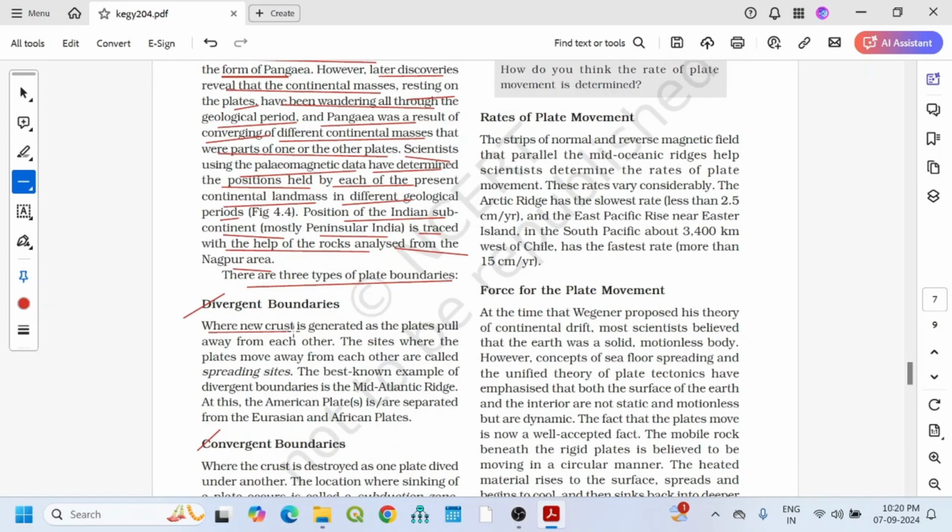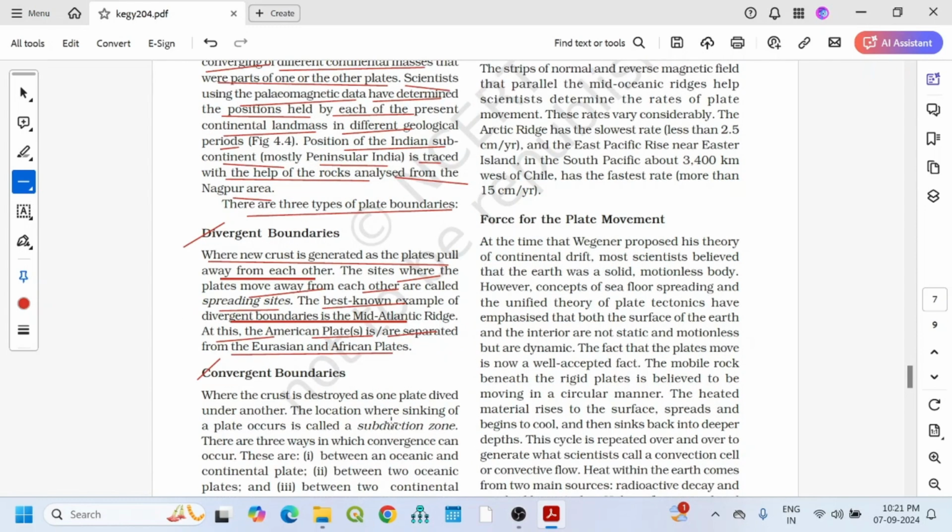Divergent boundaries are where new crust is generated as the plates pull away from each other. The sites where the plates move away from each other are called spreading sites. The best known example of divergent boundaries is the Mid-Atlantic Ridge. At this, the American plates are separated from the Eurasian and African plates.